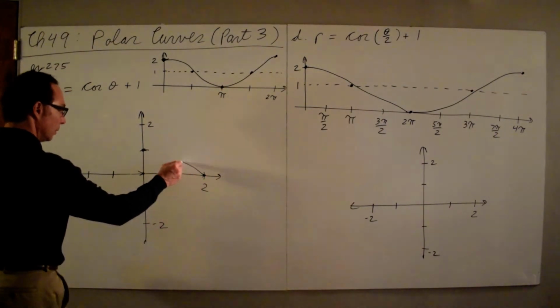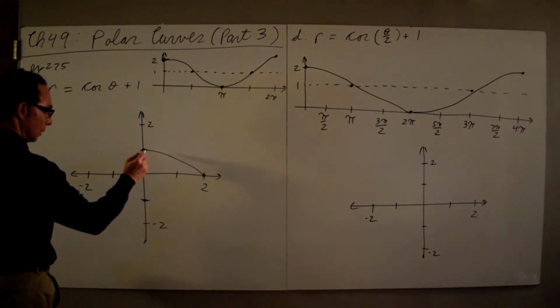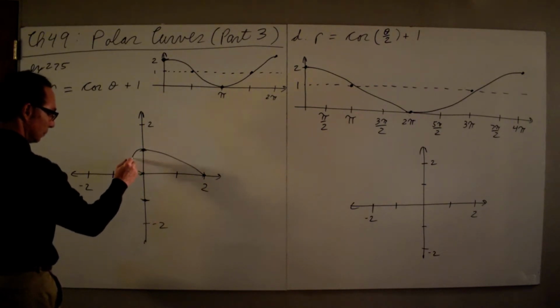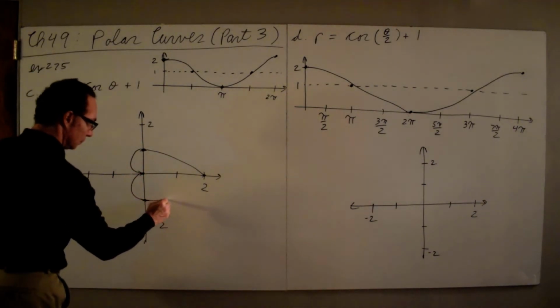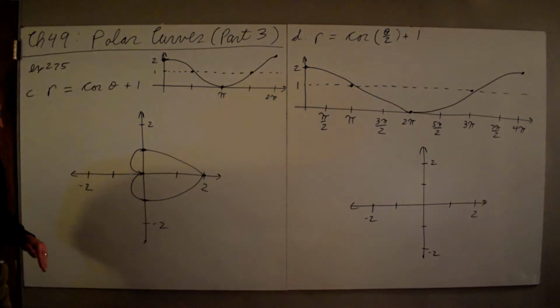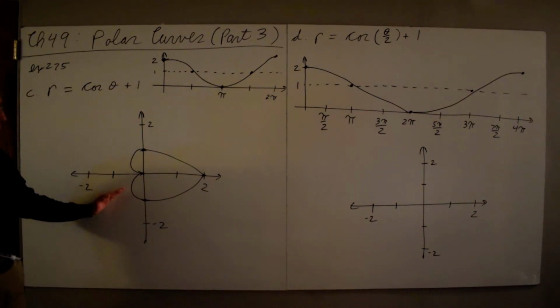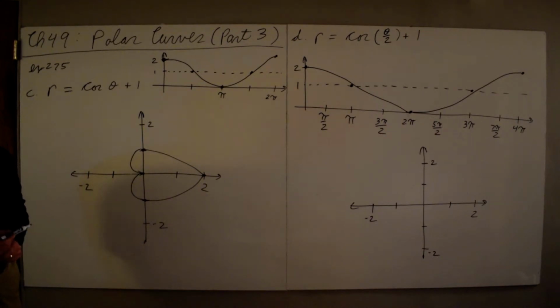And so this is the graph we have. This is called a cardioid, I think for obvious reasons.